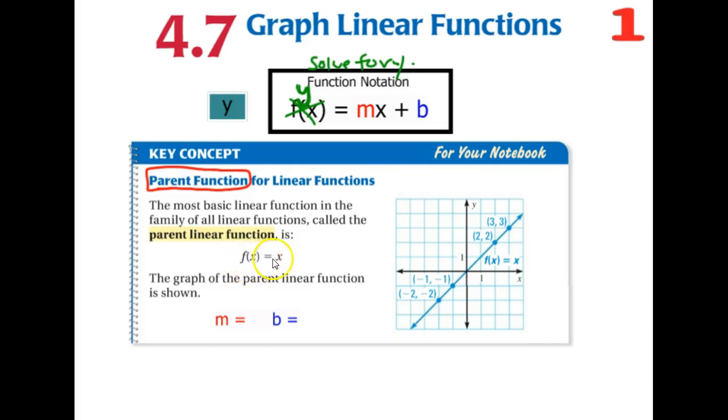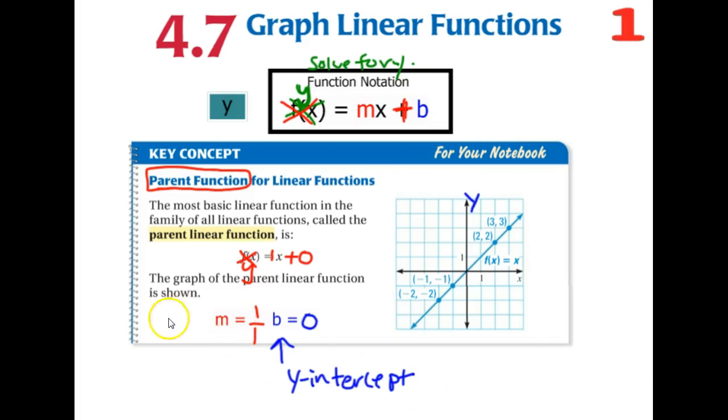And this is f of x equals x. Well, we just learned up here, f of x is just a fancy way of saying y. So we really have the equation y equals x. Well, we know this is really a 1x. And we also learned last time that if there's nothing there for b, it would be plus 0. So we know our m in this equation, or our slope, is 1, or 1 over 1, and b is 0. Reminder that b is our y-intercept, or where we're crossing the y-axis.